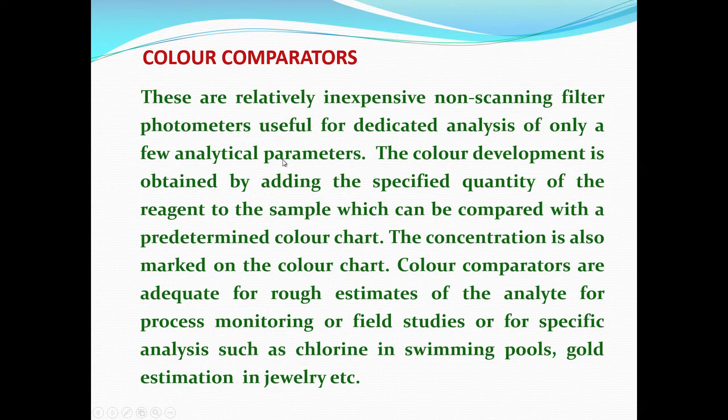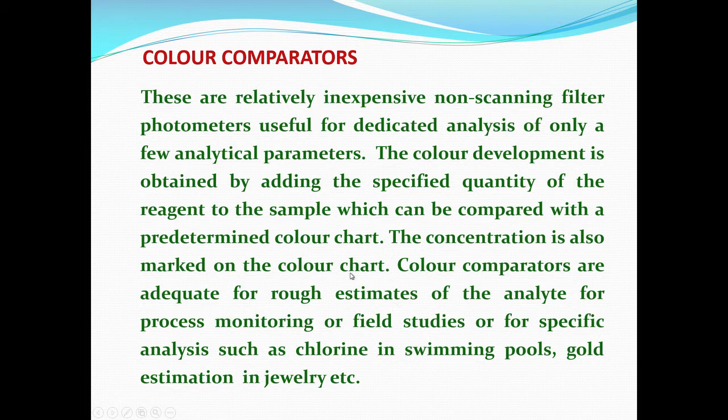These are essentially non-scanning filter photometers. That means they will give you a fixed wavelength measurement, maybe for blue, red, green, yellow or orange, and you need a different kind of filter for each. The color development is obtained by adding a specific quantity of the reagent to the sample, which can be compared with a predetermined color chart. So, these are called color comparators.